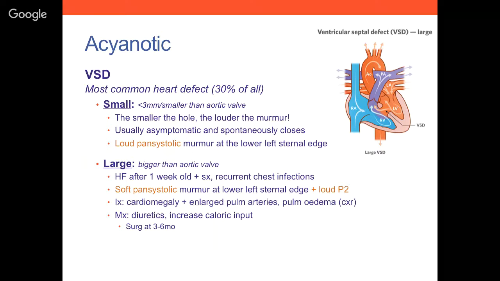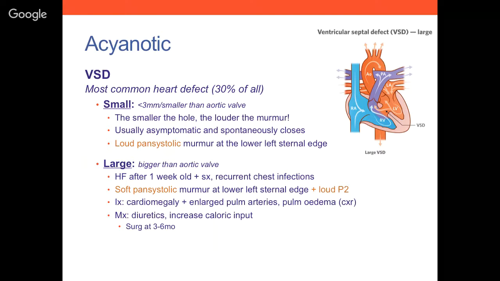If it's small, the smaller the hole, the louder the sound. So you can imagine if you've got pressure going through a really small hole, it will have a lot of resistance, it'll be quite loud. Makes sense? Whereas if it's larger, it will be a lot softer. And when we say the size, it's comparing it to the aortic valve. The small ones are usually asymptomatic and they spontaneously close. But the larger ones might need some more intervention. They can cause recurrent chest infections and also some heart failure in the future.